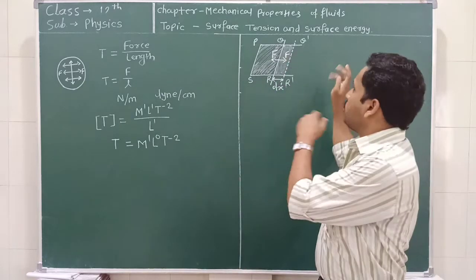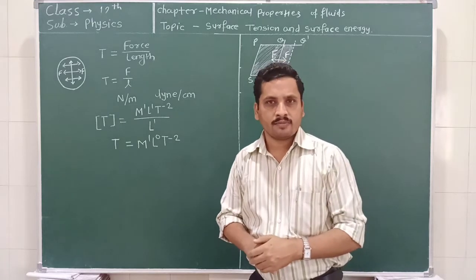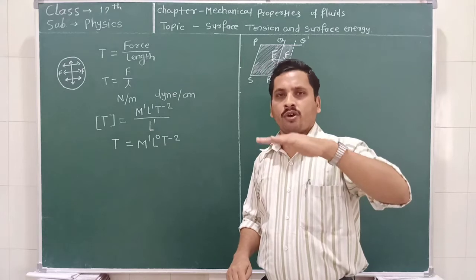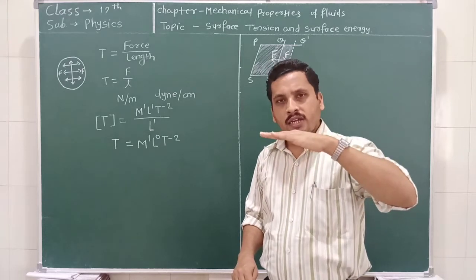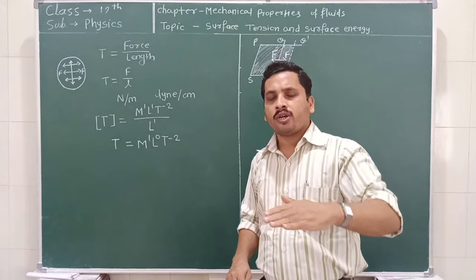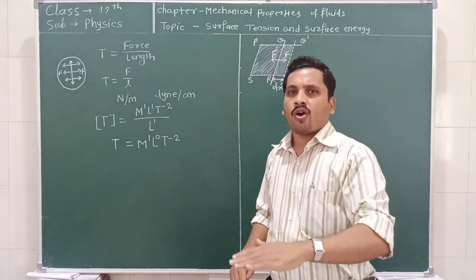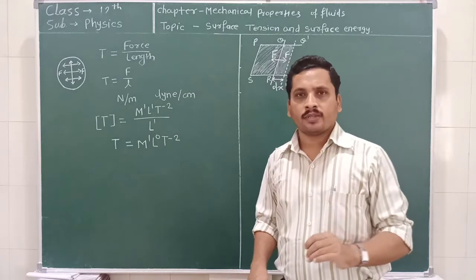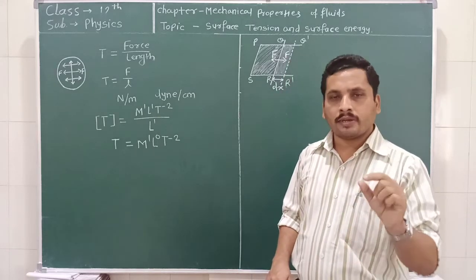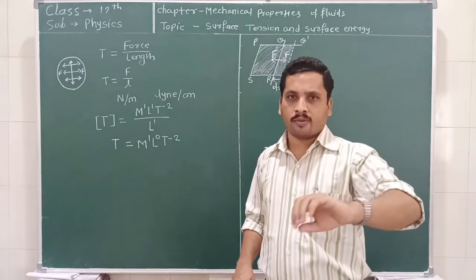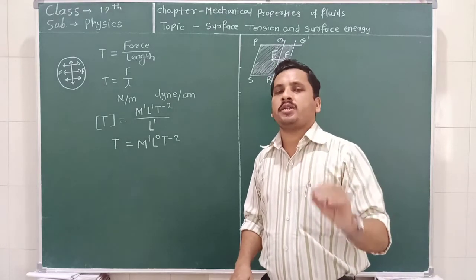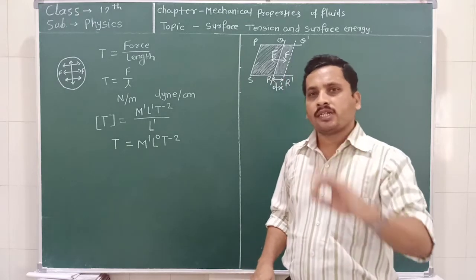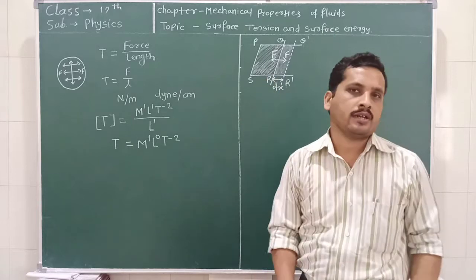Or we can also define surface energy this way: the energy of the molecules on the surface of the liquid is larger as compared to the energy of the molecules when they are placed at the bottom. The extra energy possessed by the molecule which is placed on the surface is called the surface energy.